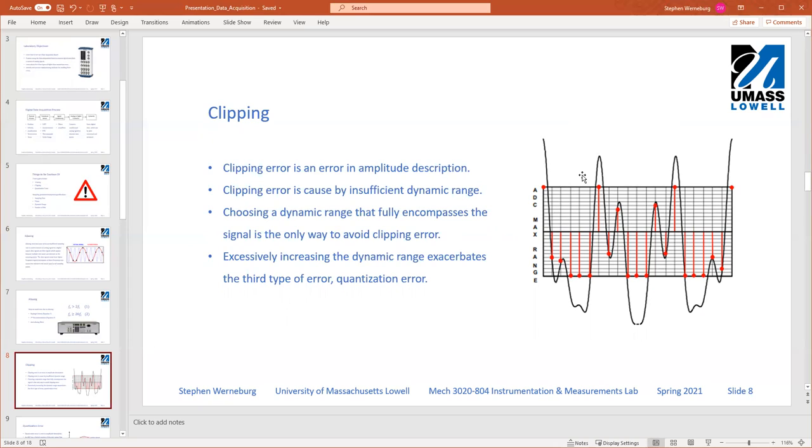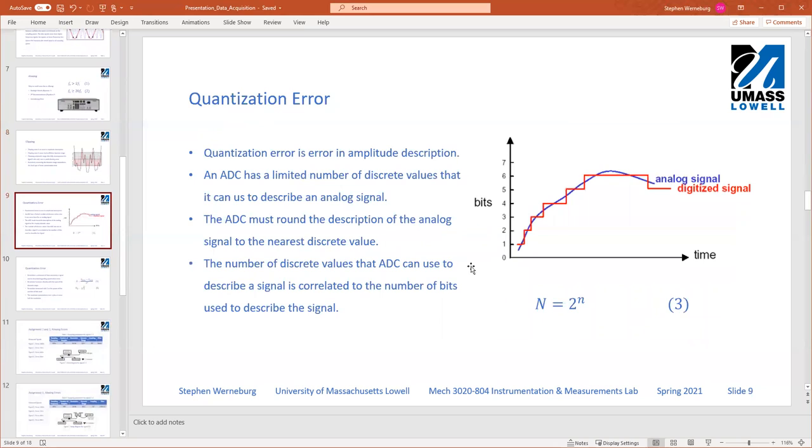The only way to avoid this is to use a sufficient dynamic range that fully encompasses the signal of interest. But you also have to consider that excessively increasing the dynamic range could exacerbate the third type of error, which is quantization error. Quantization error is another type of amplitude description error.